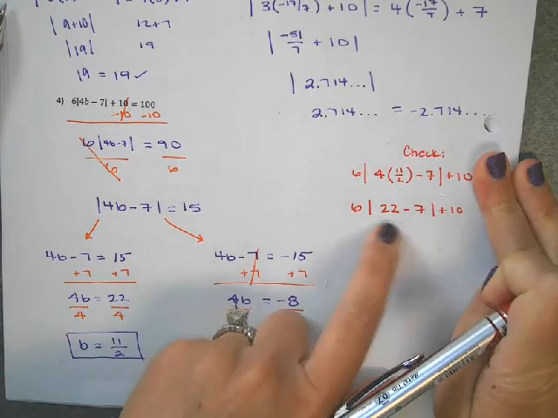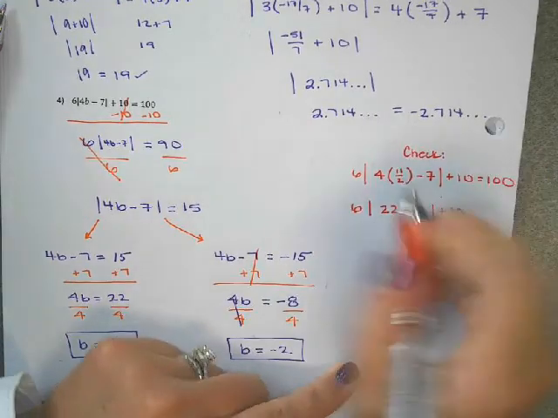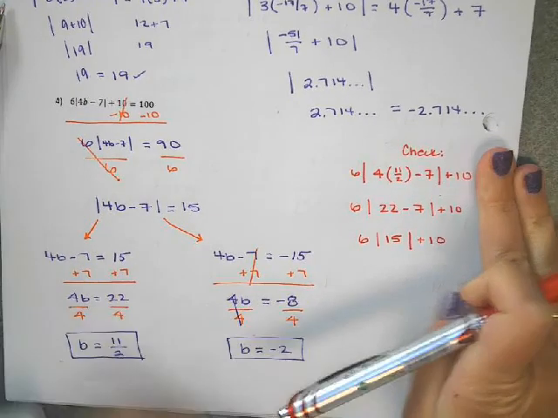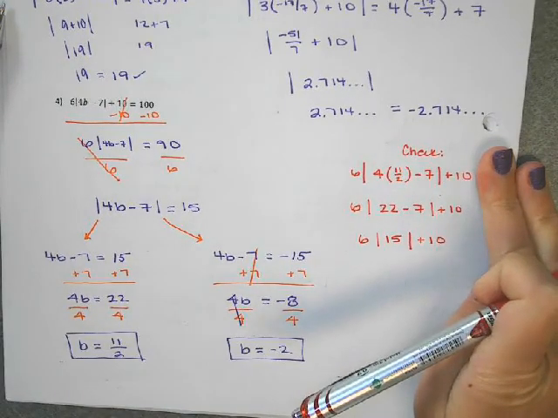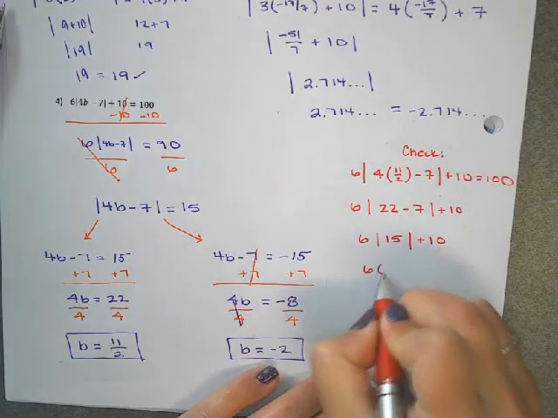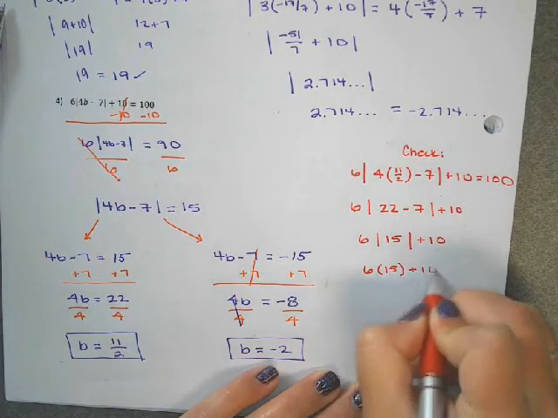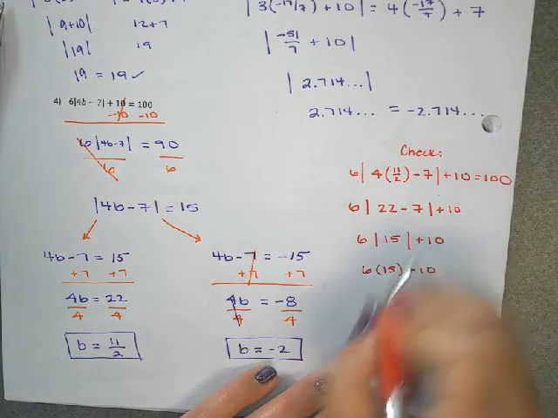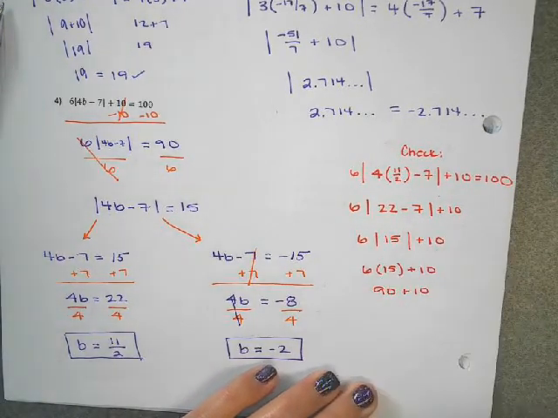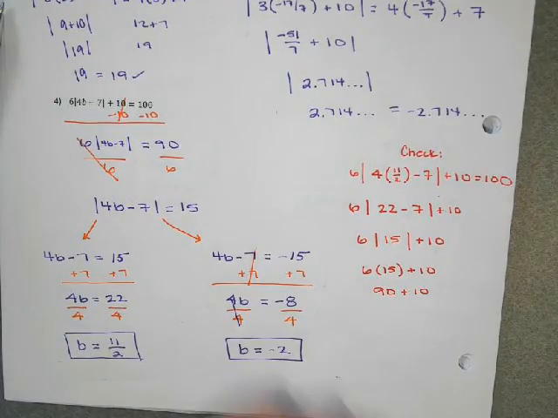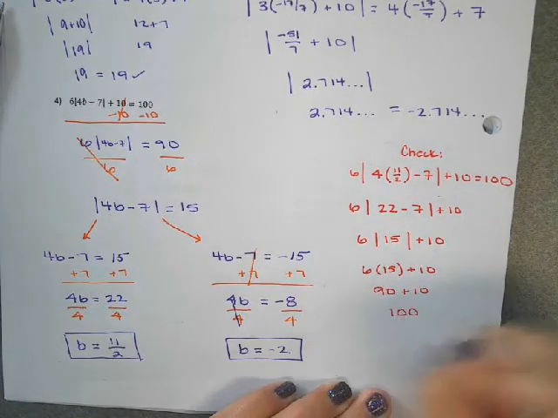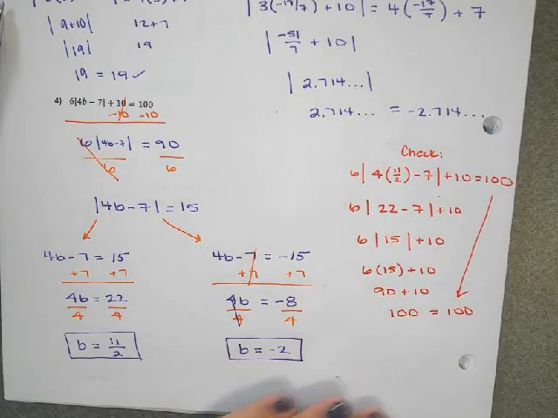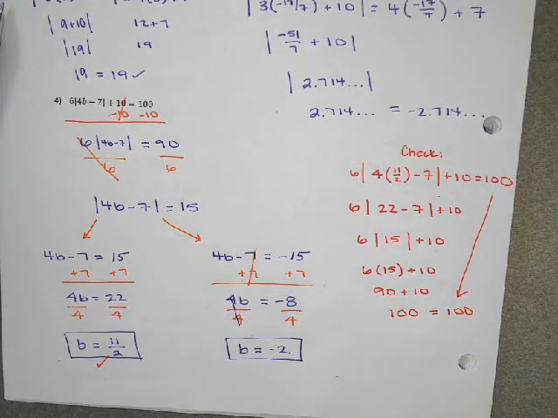Still inside those brackets, 22 minus 7, we're going to get 15. The absolute value of 15 is still 15, so this just turns into 15 in parentheses then. 6 times 15 is 90 plus 10, which is 100 on the left, which was the same thing as the right. There was nothing to simplify on the right, which tells me that check, that is a solution, 11 halves.